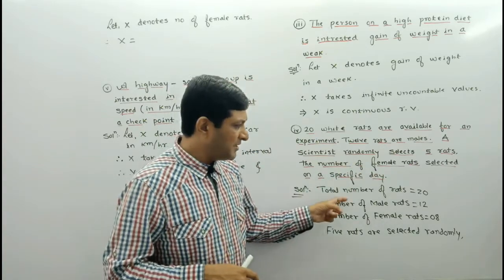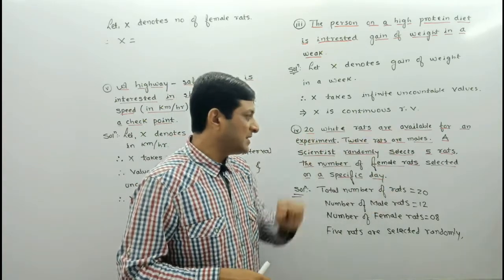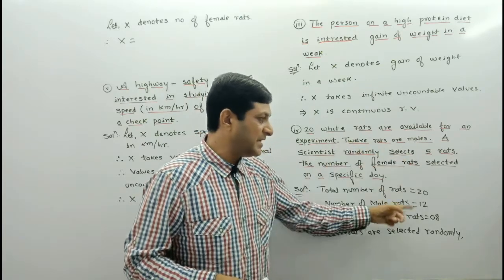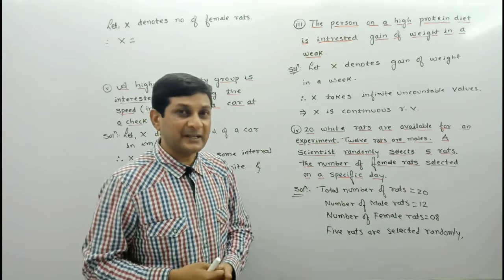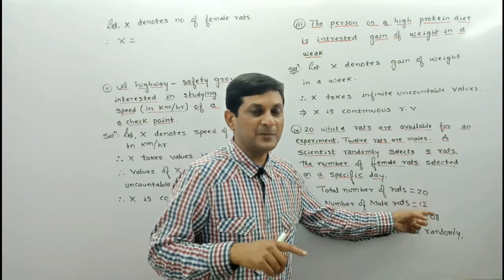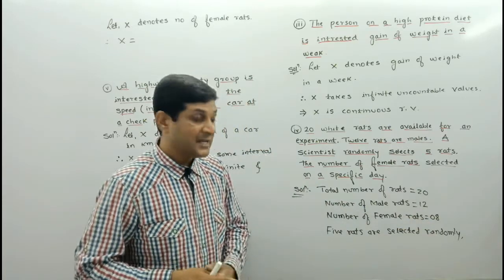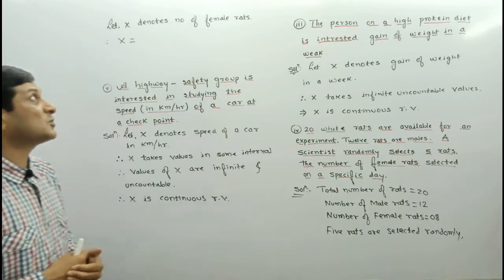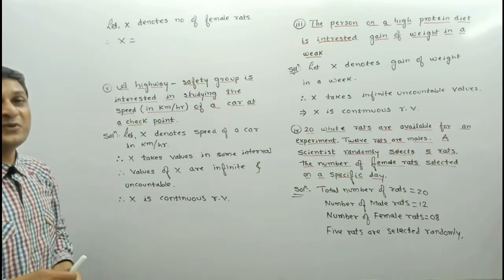So here total number of rats are 20, it is given to us. How many male rats are there? 12 rats are male, it is given to us. Means remaining 8, total 20 rats are there, out of which 12 are male, means remaining 8 are what? Female rats. So 5 rats are selected randomly. So x denotes the number of female rats.